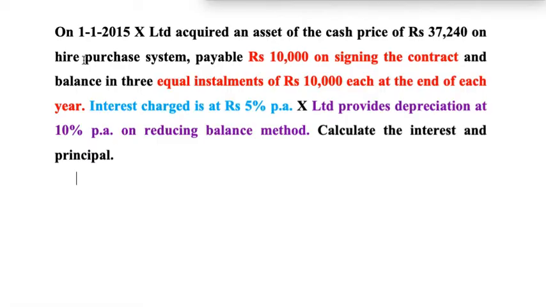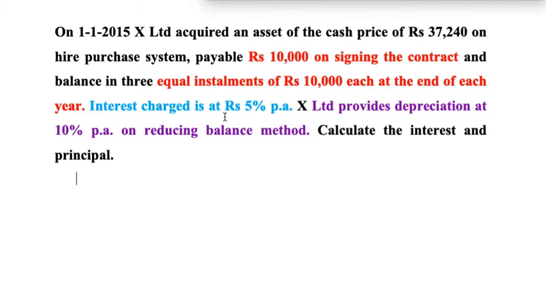On 1/1/2015, X Limited acquired an asset of the cash price of rupees 37,240 on hire purchase system. Payable rupees 10,000 on signing the contract. So 10,000 has been paid in advance, right? And the balance in three equal installments of rupees 10,000 each at the end of each year. So we have to make it clear here: the installment is paid at the end of each year, and that too of rupees 10,000.